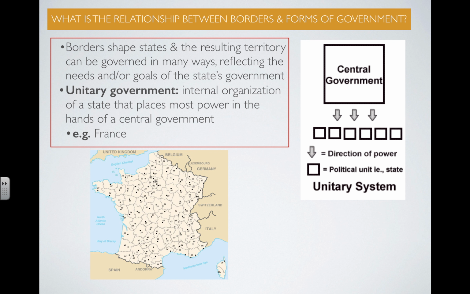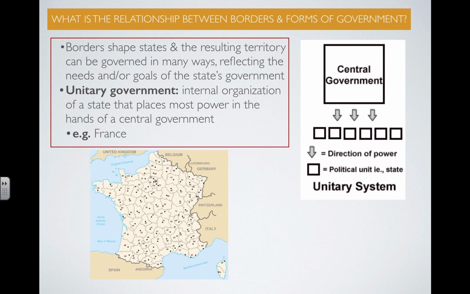So for example, one form of government is called a unitary government, or I should say really that's a category of different types of governments. In a unitary government, the central government of the country has the most power. I'm going to say that very simplistically. The central government in the state has the most power.